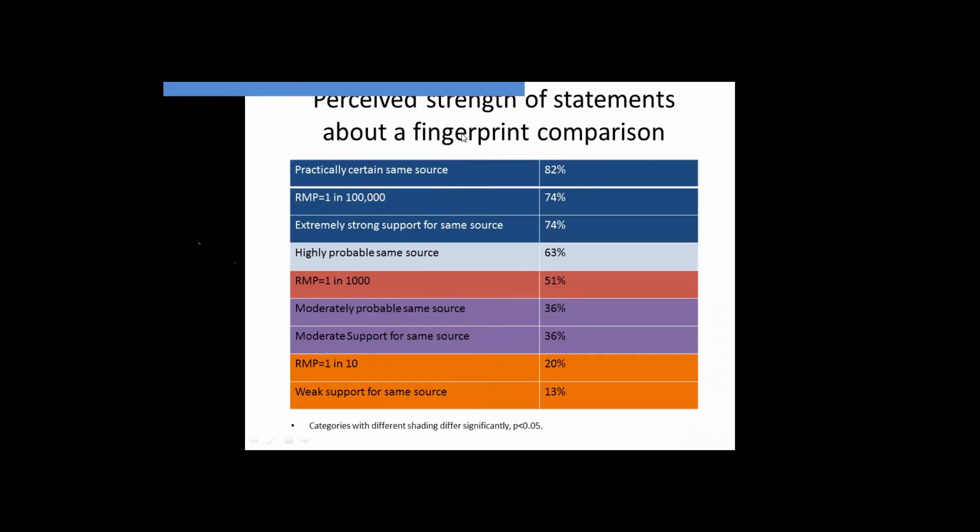which involved different sets of statements. A statement about source probability, practically certain was the same source, comes out at the top, but not significantly different from a random match probability of 1 in 100,000, or a verbal likelihood ratio, extremely strong support for the same source. Okay, and you see other statements. Weak support for same source was appropriately enough at the bottom, not significantly different from a random match probability of 1 in 10. Right?